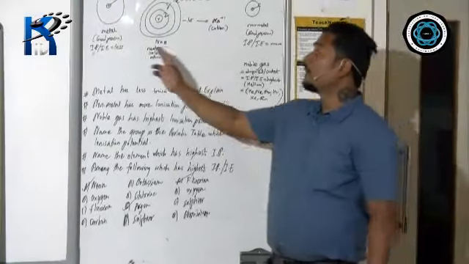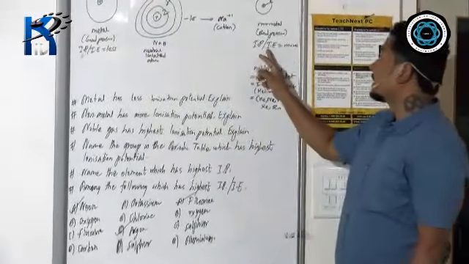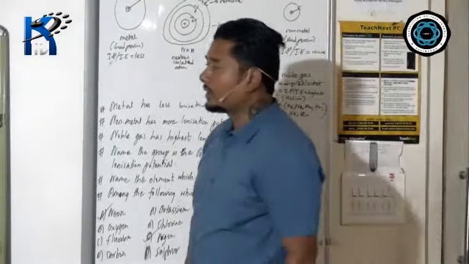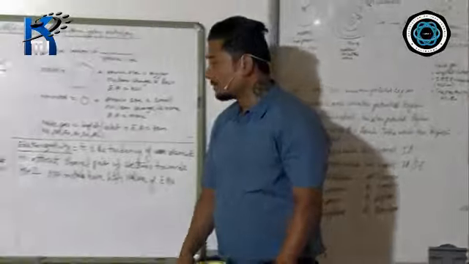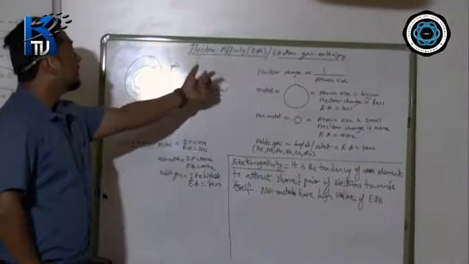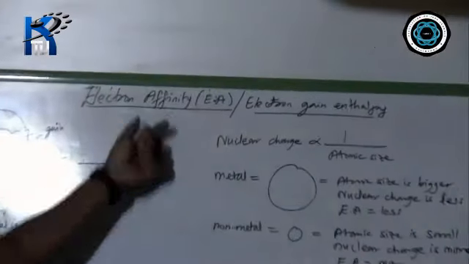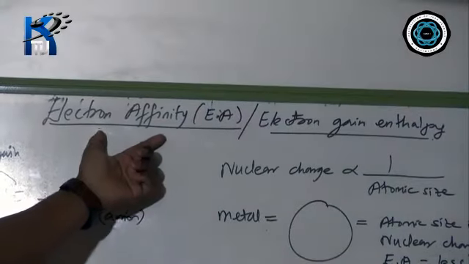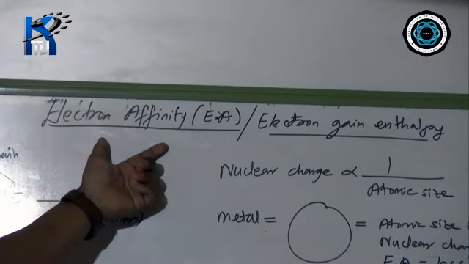And do remember, metal has less IP, non-metal has more, and noble gas has the highest. Now we go to the next important topic of the same chapter called periodic table. I'm trying to give you some concept, and here we are going to learn about electron affinity, abbreviated as EA, and this is how we know this name in ICSE, electron affinity.